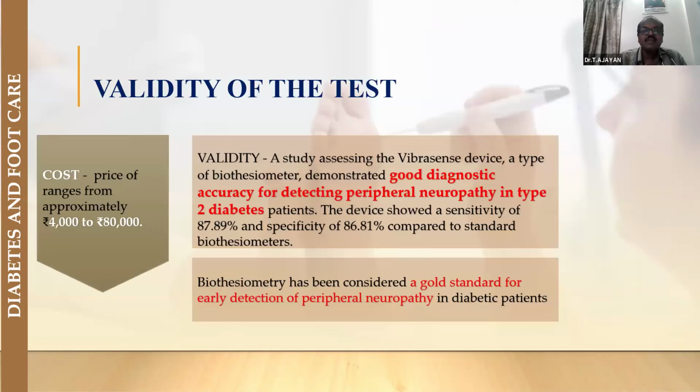Regarding the validity of this test, a study assessing the VibraTip device, a type of biothesiometer, demonstrated good diagnostic accuracy for detecting peripheral neuropathy in type 2 diabetes. Biothesiometry has been considered a gold standard for early detection of peripheral neuropathy in diabetic patients.